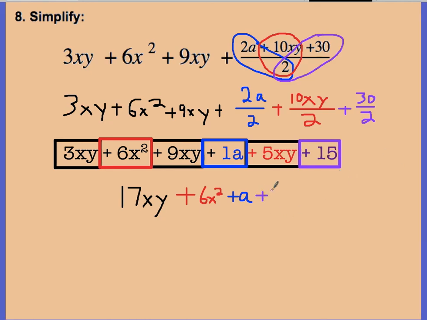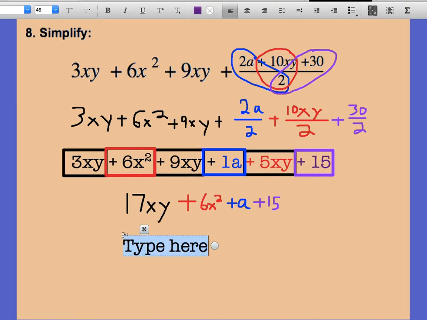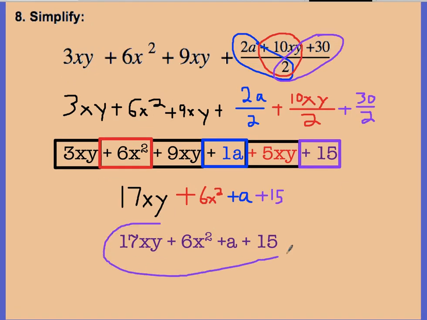So plus 15. All right, I'm going to type this as a final answer just so it looks a little bit neater too. So 17xy plus 6x squared plus a plus 15. And that would be our final answer. All right, so look at that again, simplified. We started up here and we ended down here. We only have 4 terms and things are put together as they need to be.